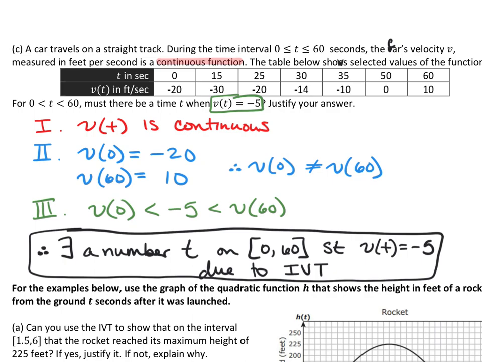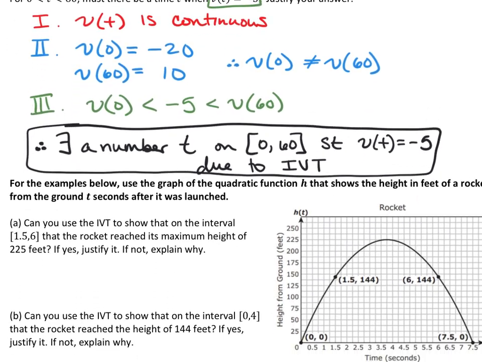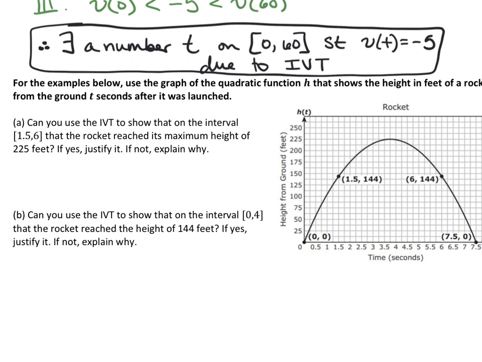For the examples below, we're going to use this graph of the quadratic function h that shows the height in feet of a rocket from the ground t seconds after it was launched. So if we're just looking really quickly at the picture of the rocket, it goes up, it comes down. That's what rockets do. Letter A says, can you use the IVT to show that on the interval from 1.5 to 6, the rocket reached its maximum height of 225 feet? If yes, justify it. If not, explain why.